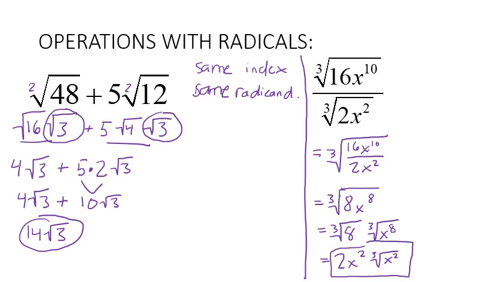Again, when I simplified this guy right here, 3 went into 8 twice. That left me with 6. Okay, 3 times 2 is 6. So when I factored that x squared out, I was left with an x squared inside that radical symbol.